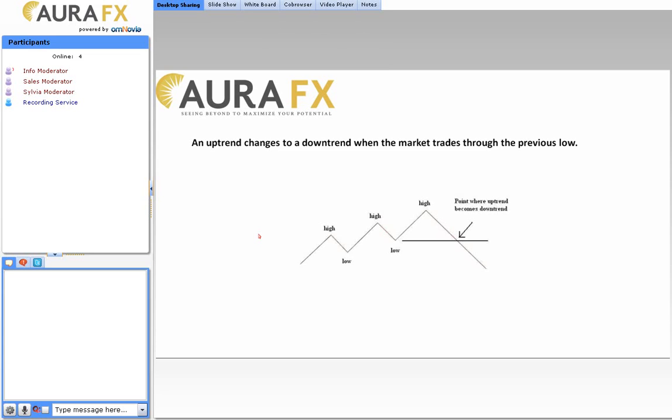Now, an uptrend changes to a downtrend when the market trades down through the previous low. When this happens, it doesn't necessarily mean we're automatically going to be looking for selling opportunities, because remember, we're looking for the strongest trend. We've got more than 60 different investment vehicles that we can take advantage of with Aura FX. Use that to your advantage. Find those markets that are trending strongly.